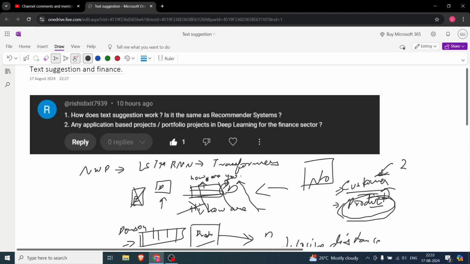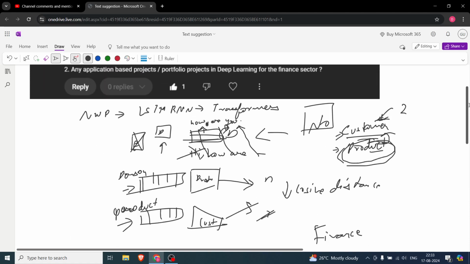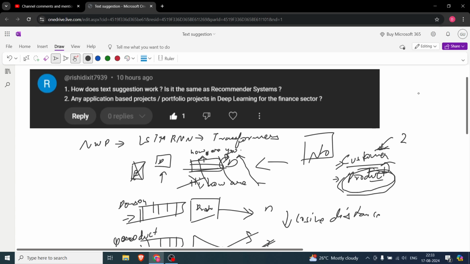Any application based projects? I'm not going to suggest any kind of trading, but generally it is used in trading. Portfolio based projects in deep learning.